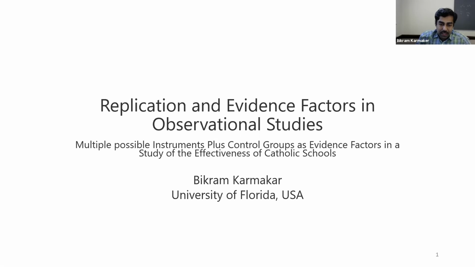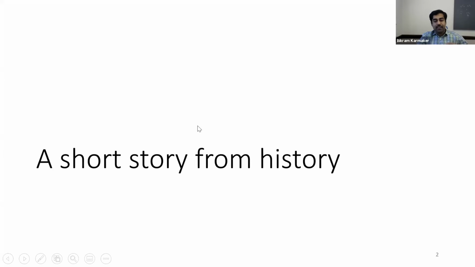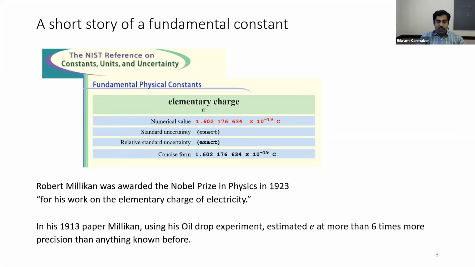But before all of that, let me quickly start with a short story. This is a story about a fundamental constant. The fundamental constant here is the charge of a single electron. So as of 2018, the International Council of Science declared that the charge of a single electron, which is denoted by E here, is known exactly. So what you see on your screen here, every number on that is known exactly. There is no discrepancy in that.